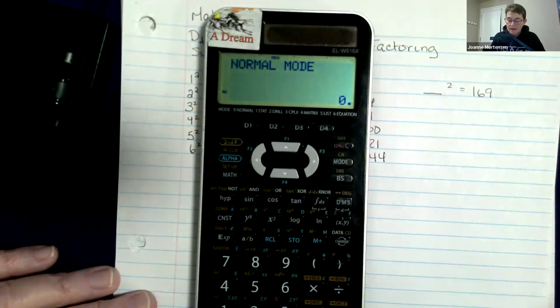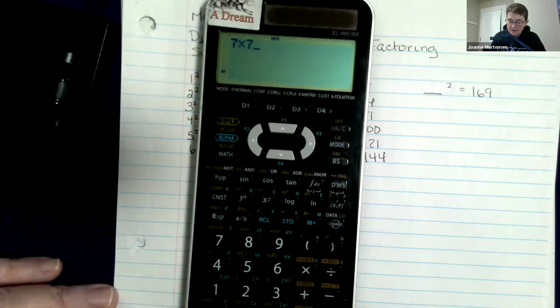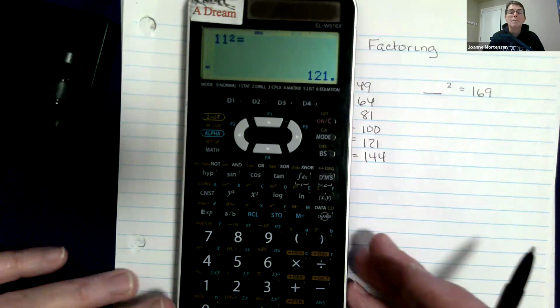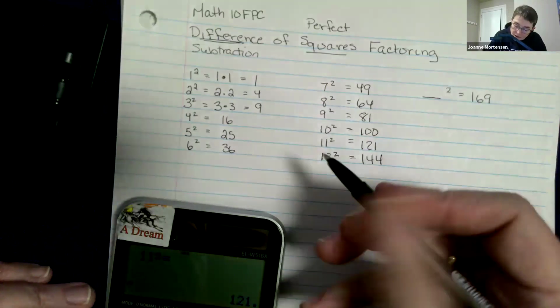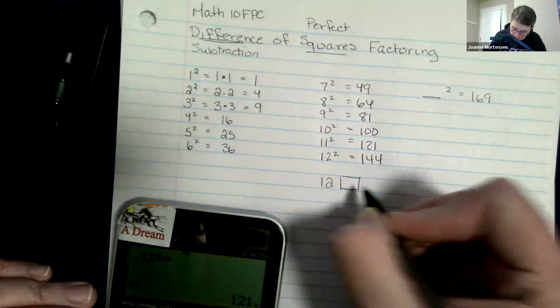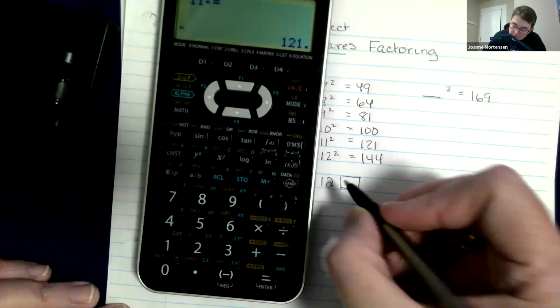Okay. It has an x squared button. So if I want to go 7 squared, 49. And that's exactly the same as going 7 times 7. But you already have that memorized, right? So 11 squared is 121. Got it? So if I have this start, and let me do it this way, I can go 12. And then on my calculator, it's this x squared button.